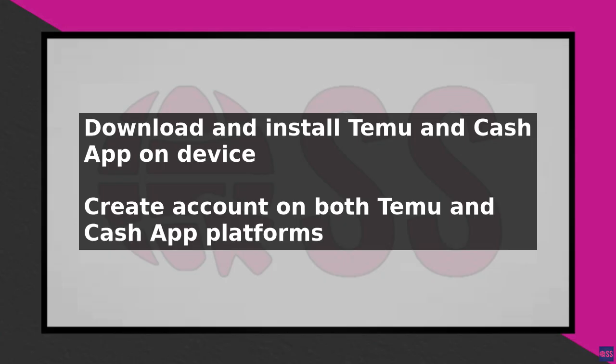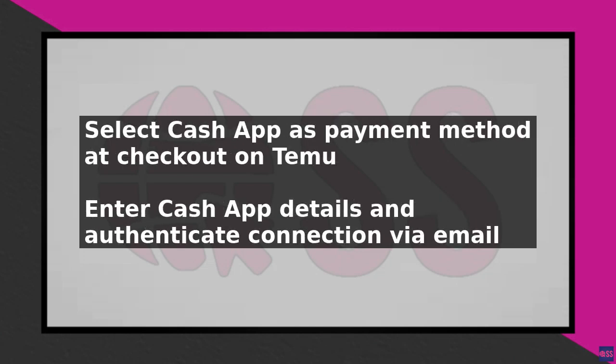At the payment options, select Cash App as your preferred payment method. You will be prompted to enter your Cash App details, including your email address or phone number associated with your Cash App account. Enter the required information and click on the link sent to your email or phone to authenticate the connection. After authenticating, you will be redirected back to the Temu checkout page, where you can confirm your order and complete the payment using your Cash App funds.